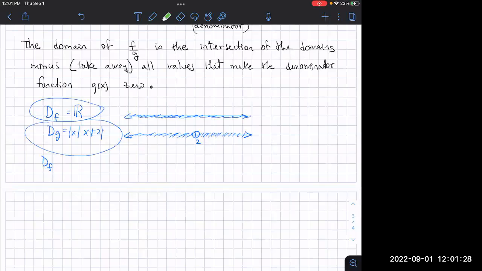And so the domain of f is the set of all reals. You can represent that on a real line, so it's a real line and you shade everything. The domain of g was everything except 2. So I locate my 2 and I take that out. So there's an empty spot, but everything else is shaded. Okay, so this is one set and that's another set. The shaded regions are what's in the set. What is the intersection? What's in both sets?